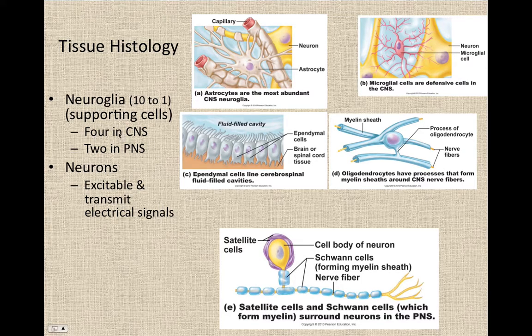Okay, so there's 4 different supporting cells in your central nervous system. And that's going to be your astrocyte, your microglial, your oligodendrocyte, and your ependymal cells. Okay, and we'll discuss what each of those does in just a bit. And then you have 2 of them in your peripheral nervous system, your satellite cells, which surround the cell body, and your Schwann cells. Okay, your Schwann cells are going to be similar to the oligodendrocytes that are within the central nervous system, in that they create a myelin sheath around your nerve fiber.